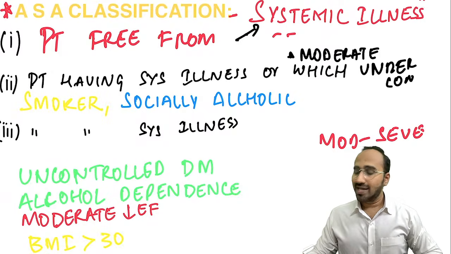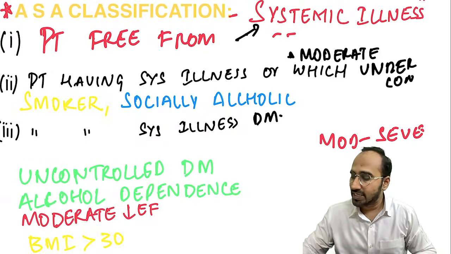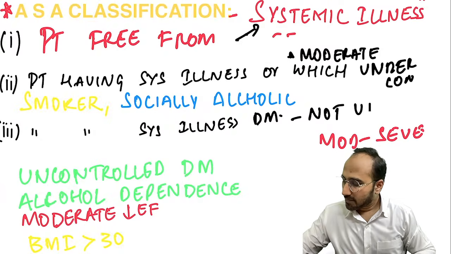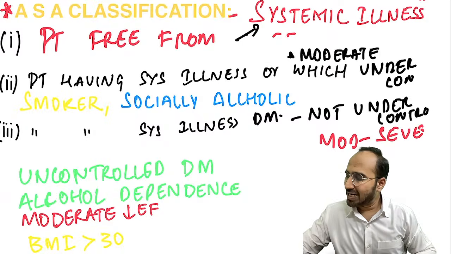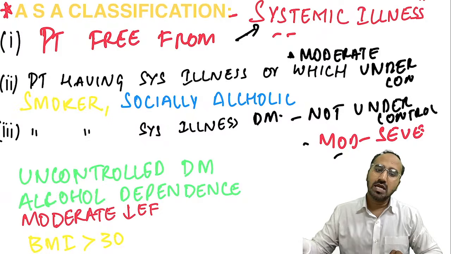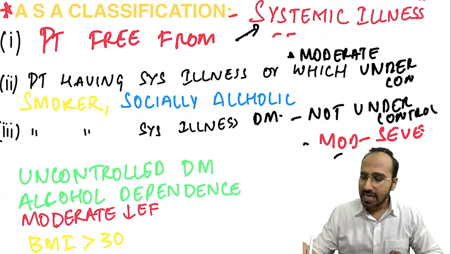Okay. Next, class 3. Class 3 means what, guys? Patient is having systemic illness, that is, the patient is having diabetes, but it is not under control. So the patient basically has a moderate to severe systemic illness: uncontrolled diabetes, alcohol dependence, moderately reduced ejection fraction, or an obese patient usually comes under ASA class 3.